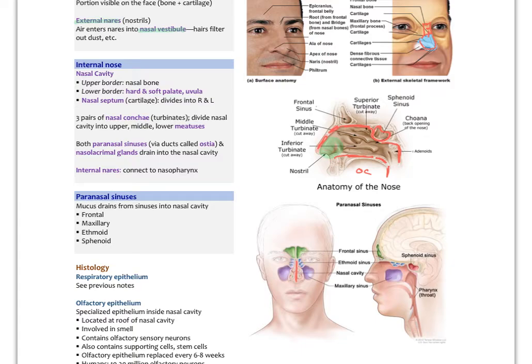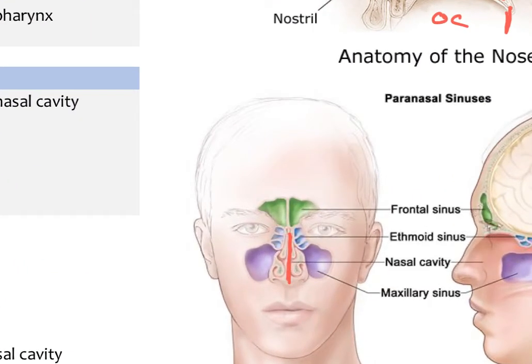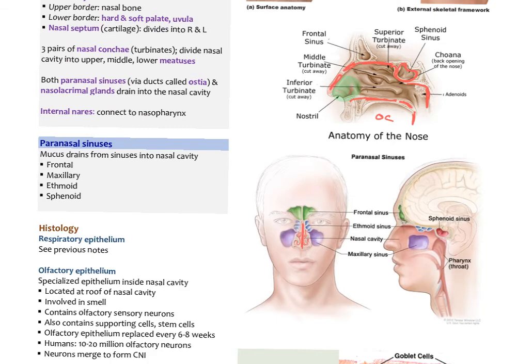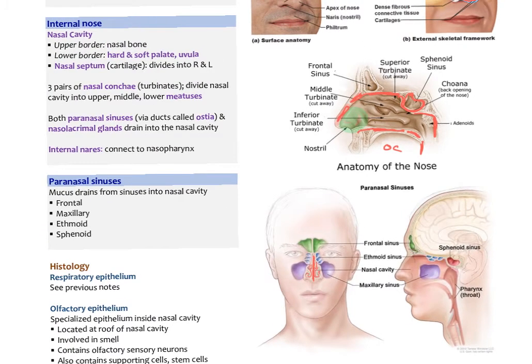Now, if you look closely, there are these little projections into the nasal cavity. Here's one here, here's another here. These are called the turbinates. And what they do is they actually increase the surface area so that the incoming air can be moistened, can be filtered, and so forth. And that divides the nasal cavity on each side, left and right, into 3 cavities: the upper, the middle, and the lower meatuses.